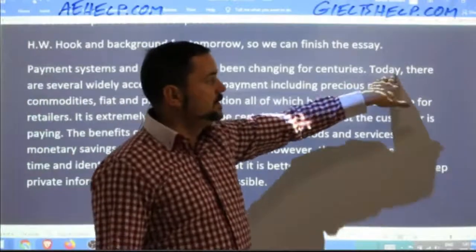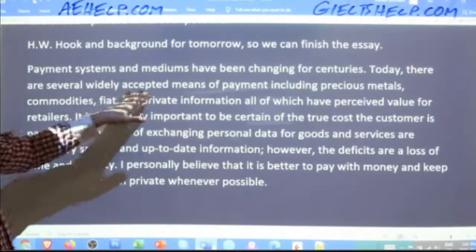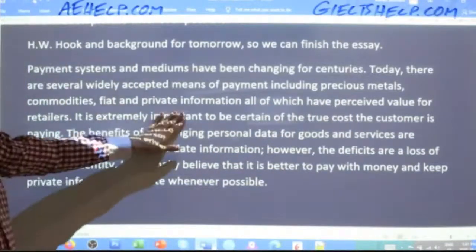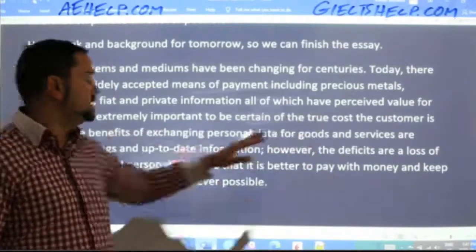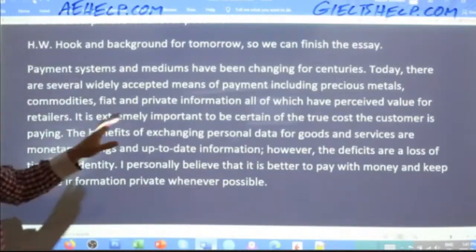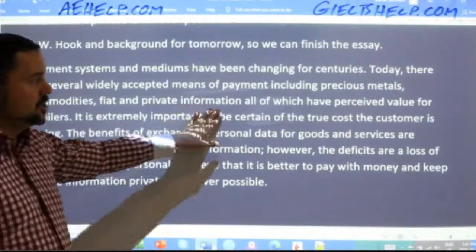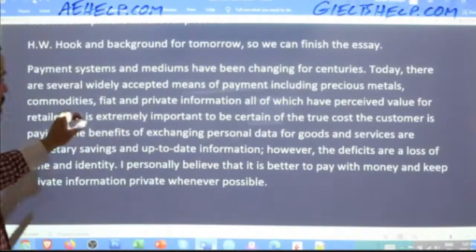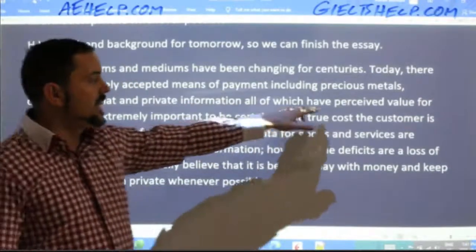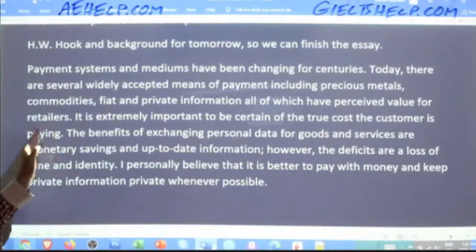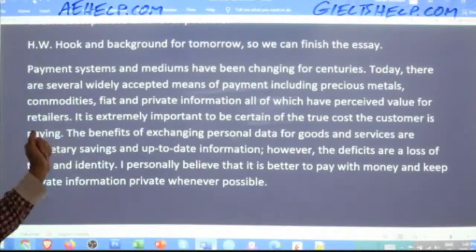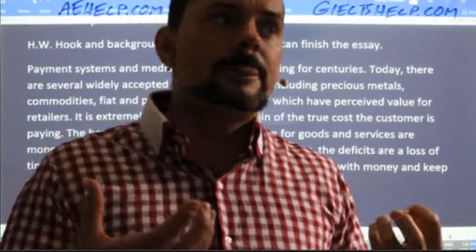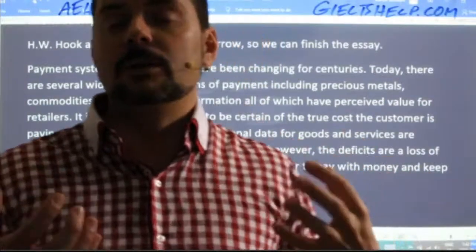And then I cut from a brief fact about history of payment systems and mediums, I cut right into today. Okay, so today, there are several widely accepted means of payment, including precious metals, commodities, fiat, and private information, all of which have perceived value for retailers. So notice here, I'm giving my definition. So I'm defining a method of payment as precious metals, commodities, fiat, private information, which have value for retailers. So for people selling products and services, retailers, right? So that's my definition. So I'm bringing my reader into the understanding of what this essay will be talking about, right?